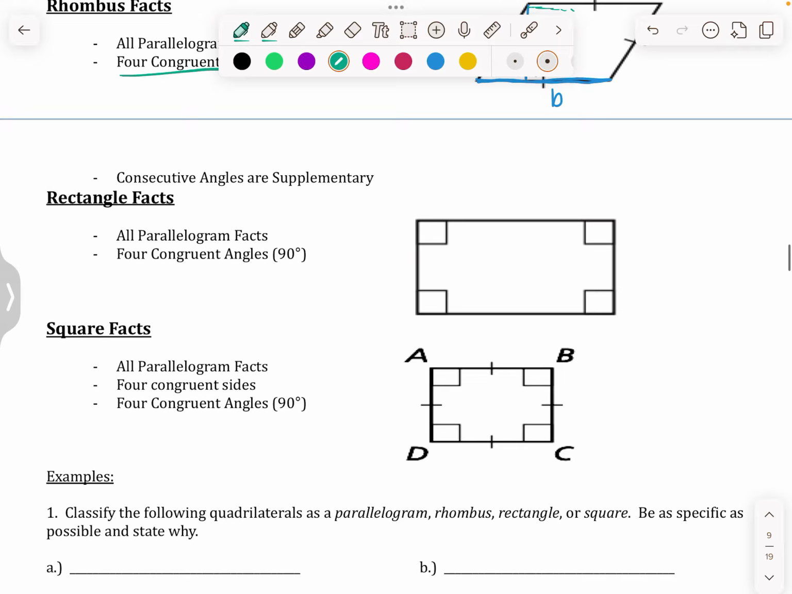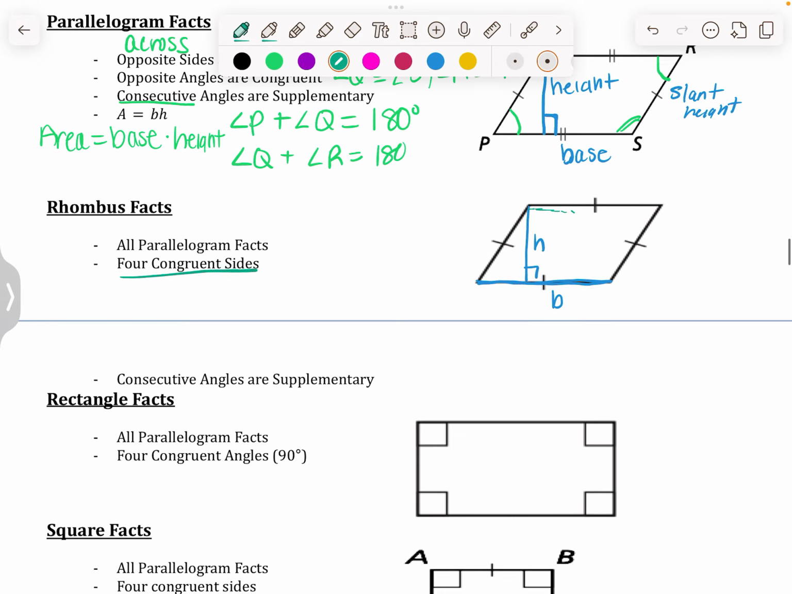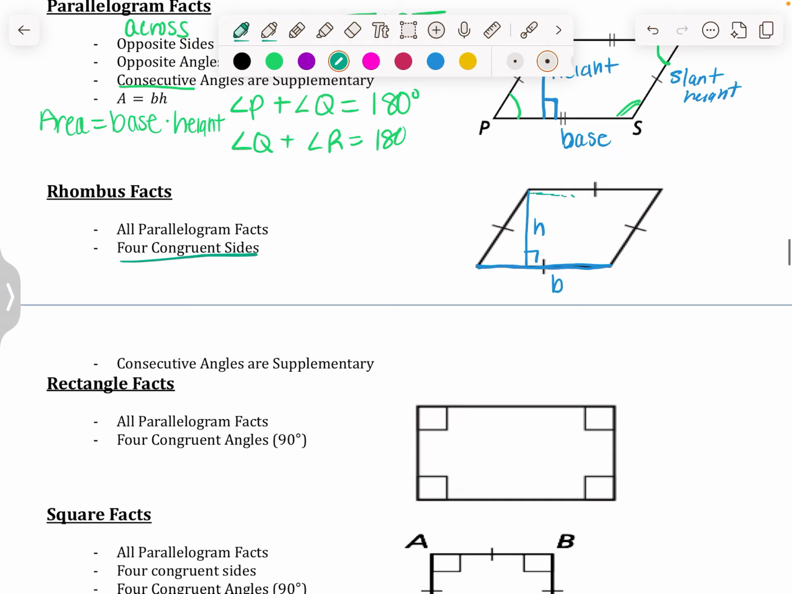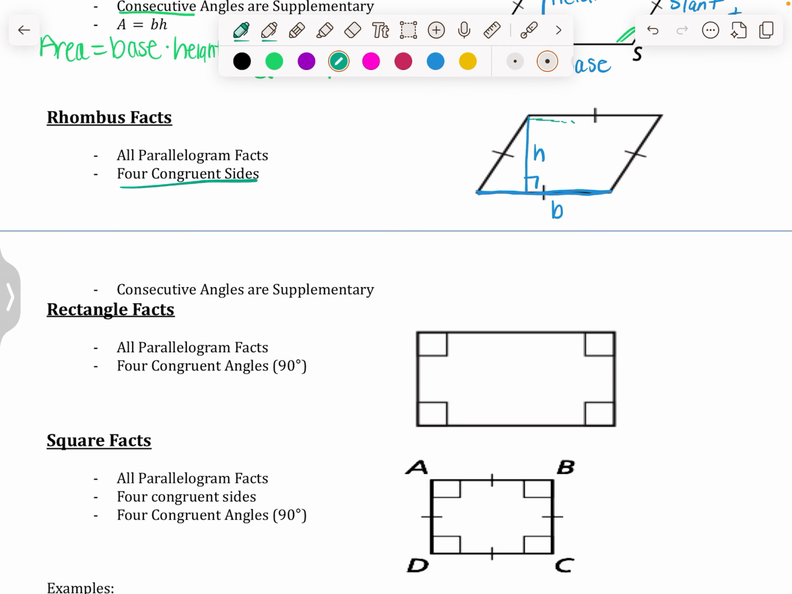In a rectangle, it has all the parallelogram facts. So opposite sides are congruent, opposite angles are congruent, consecutive angles are supplementary, area is base times height, and all four angles are 90 degrees. So a rectangle, all four angles are 90 degrees. The opposite sides are congruent, so those two are congruent, and then those two are congruent.